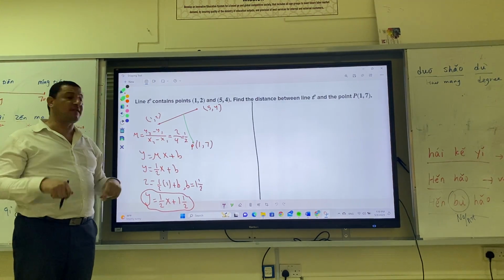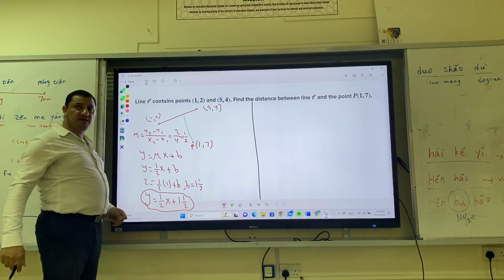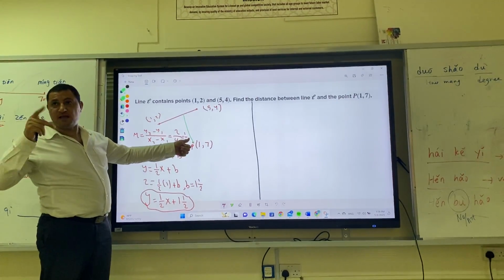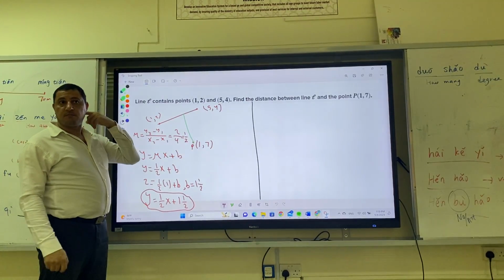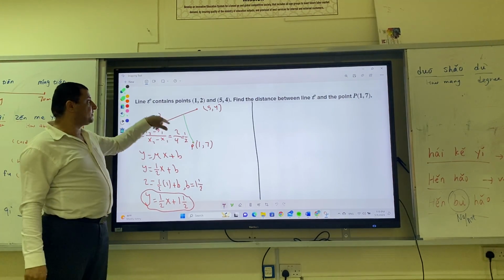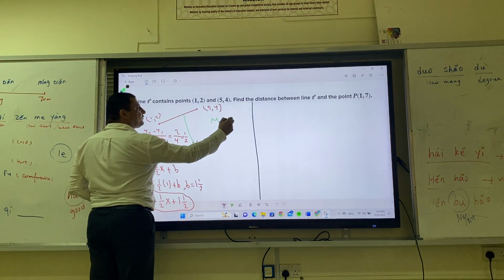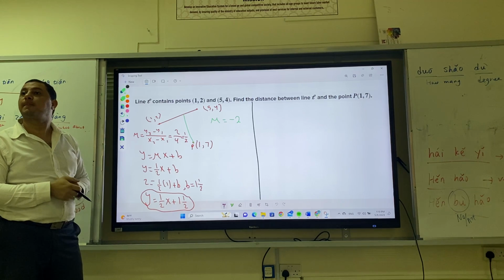Now I'm looking for the equation of the green line. How can I find it? The perpendicular, the negative reciprocal slope of this slope is the slope of the green line because it's perpendicular to the red line. So this slope here is -2.